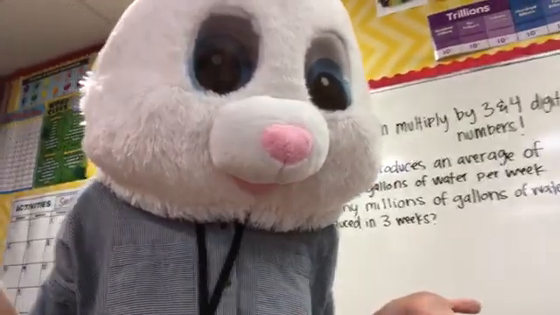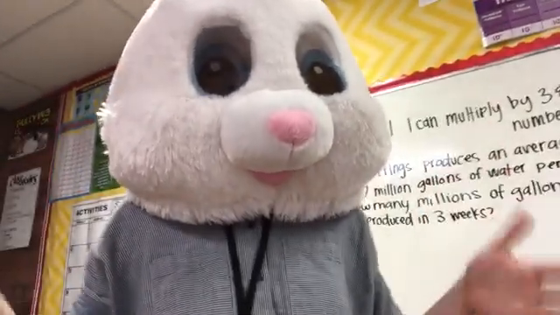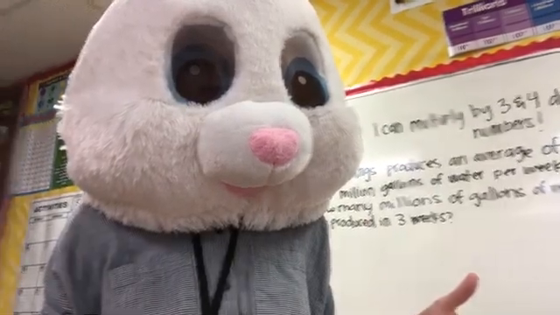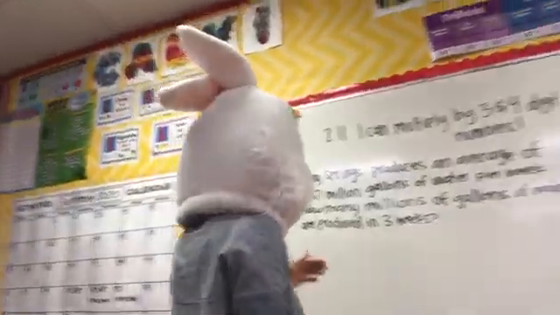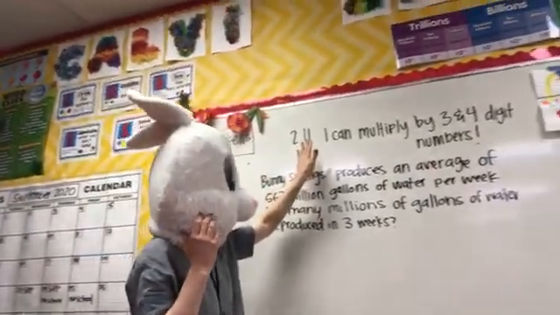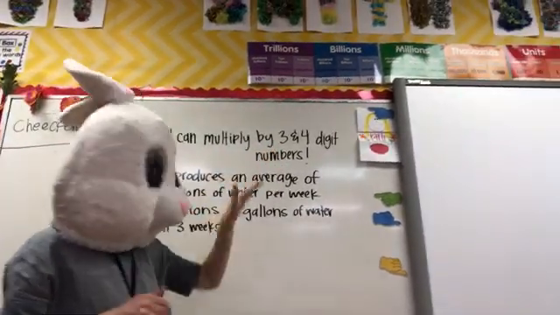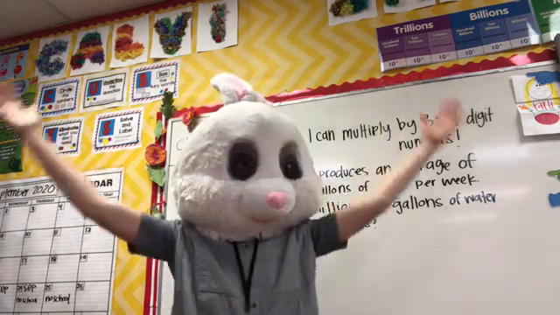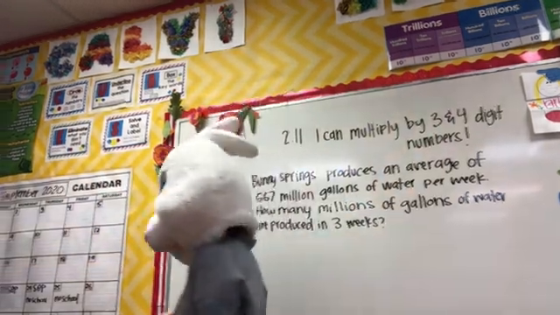Today we are also going to talk about multiplication, but we're going to take it one step further. It's still going back and forth. All right. So today we're on 2.11, and it says, I can multiply by 3 and 4 digit numbers. So today we're taking multiplication to the next level. We're going to hop onto it. See what I did there?